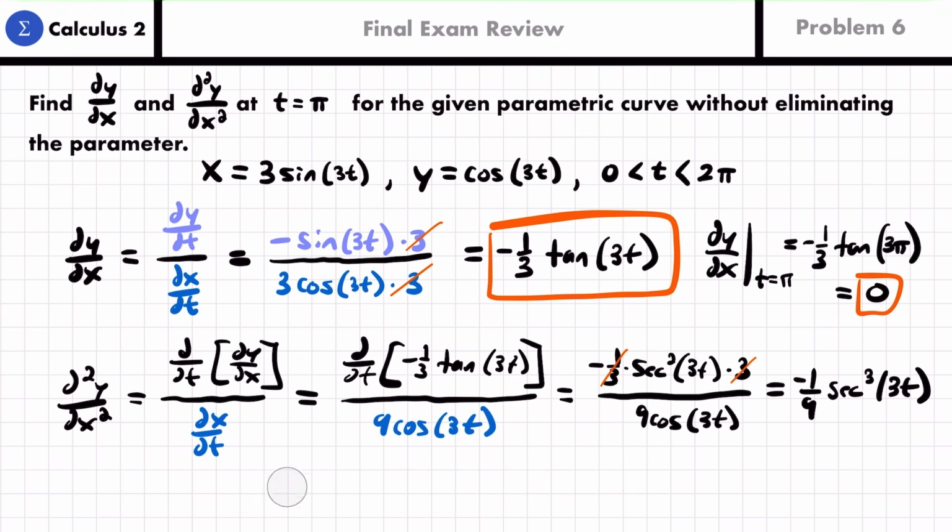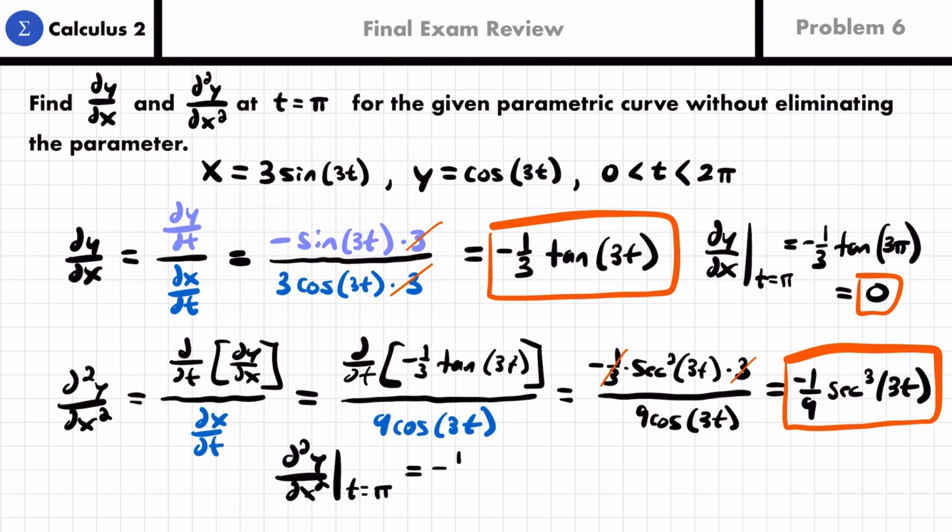That is the final answer for the second parametric derivative, but we're not quite done yet. We still need to evaluate that at t equals pi, so let's do that. If you evaluate d squared y divided by dx squared at t equals pi, we will get negative 1/9 times secant cubed of 3 pi, right? We're replacing t with pi. And secant cubed of 3 pi would be the same as secant of 3 pi quantity cubed. So whatever secant of 3 pi is, we're just going to cube that.